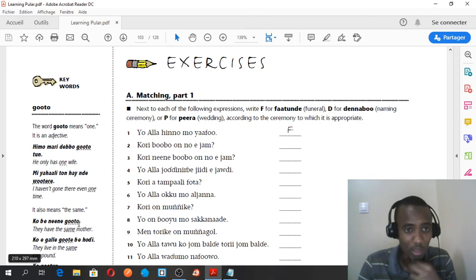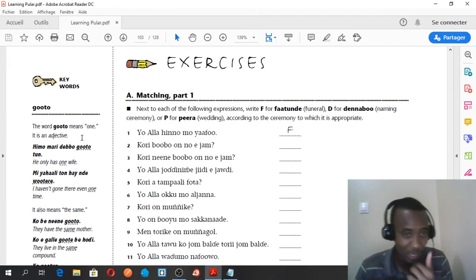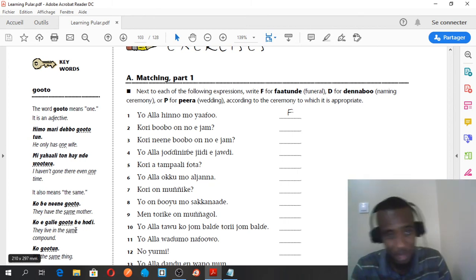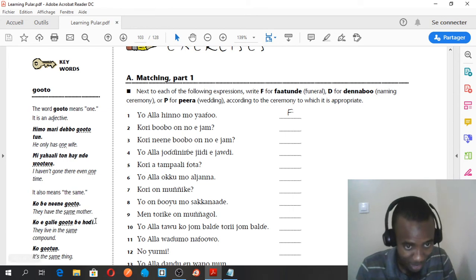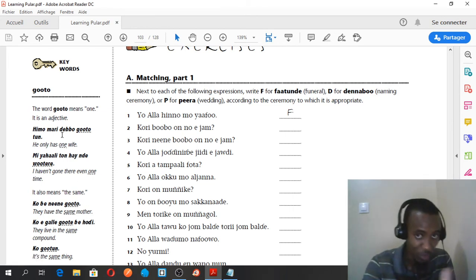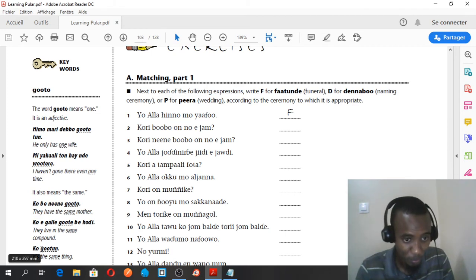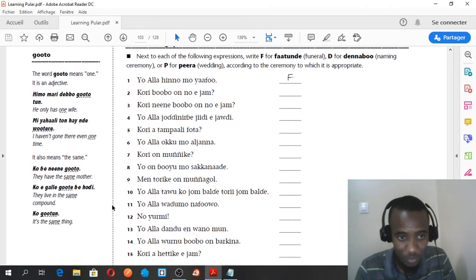The word gota means one. Himomari debbo gota. He only has one wife. Miyahali tong hainde wotere. We already saw that gota, woturu changes depending on the noun class. Kobe nene gota, they have the same mother. Ko e galle gote be hodi. So you can learn from this that we say neto goto, galle gote. Pihun goto. Pihun means a thing. Pihun goto means the same thing or one thing.